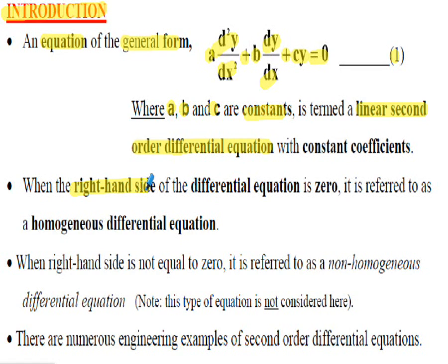When the right-hand side of the differential equation is 0, it's referred to as a homogeneous differential equation. When the right-hand side is not equal to 0, it's referred to as a non-homogeneous differential equation. And we're not covering that type of equation in this presentation. There are various engineering examples of second-order differential equations which are shown on the next slide.